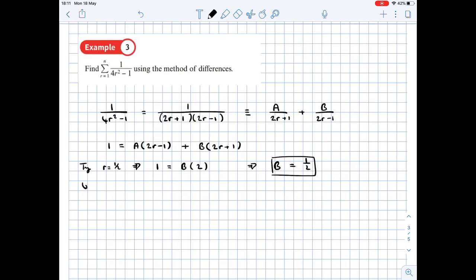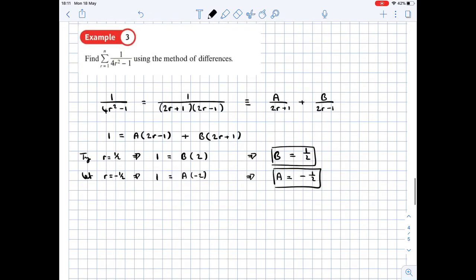Next, let r equal minus a half. So therefore 1 is equal to, well, 2 times minus a half is minus 1, minus another 1 is minus 2, times B. And for the A term, well, 2 times minus a half is minus 1, plus 1 is 0, so A is not there. So therefore, we can see that B is equal to minus a half.